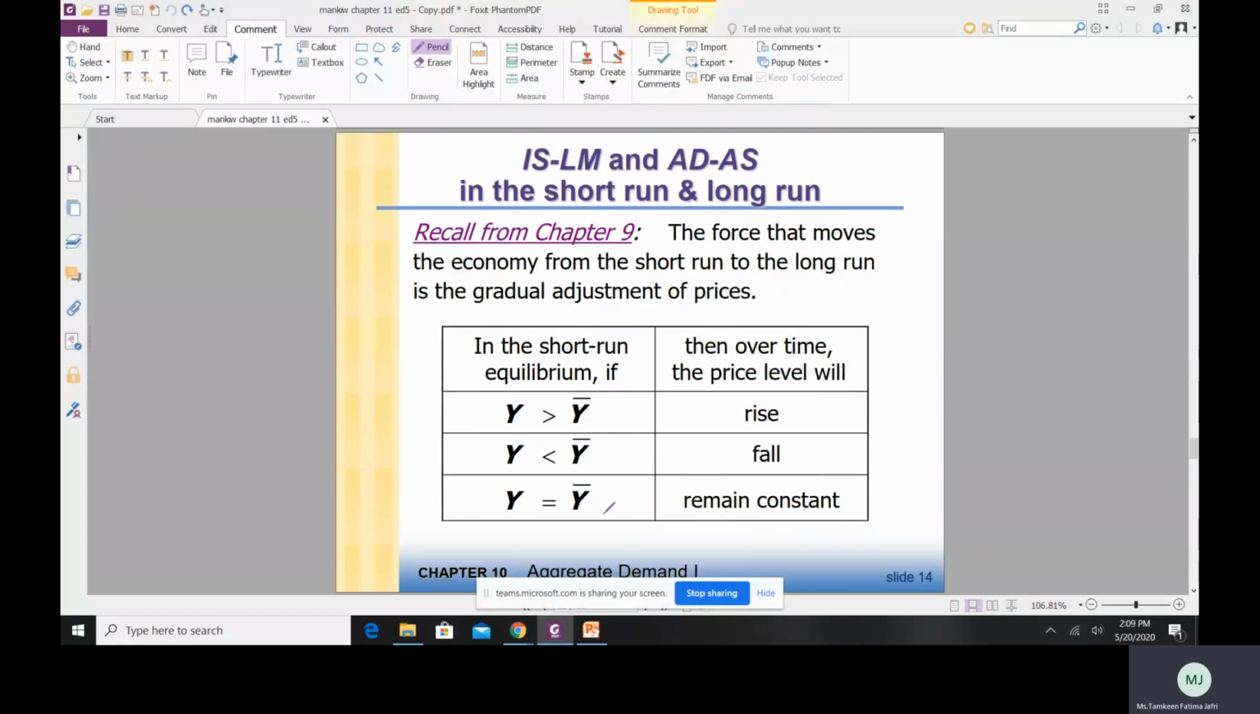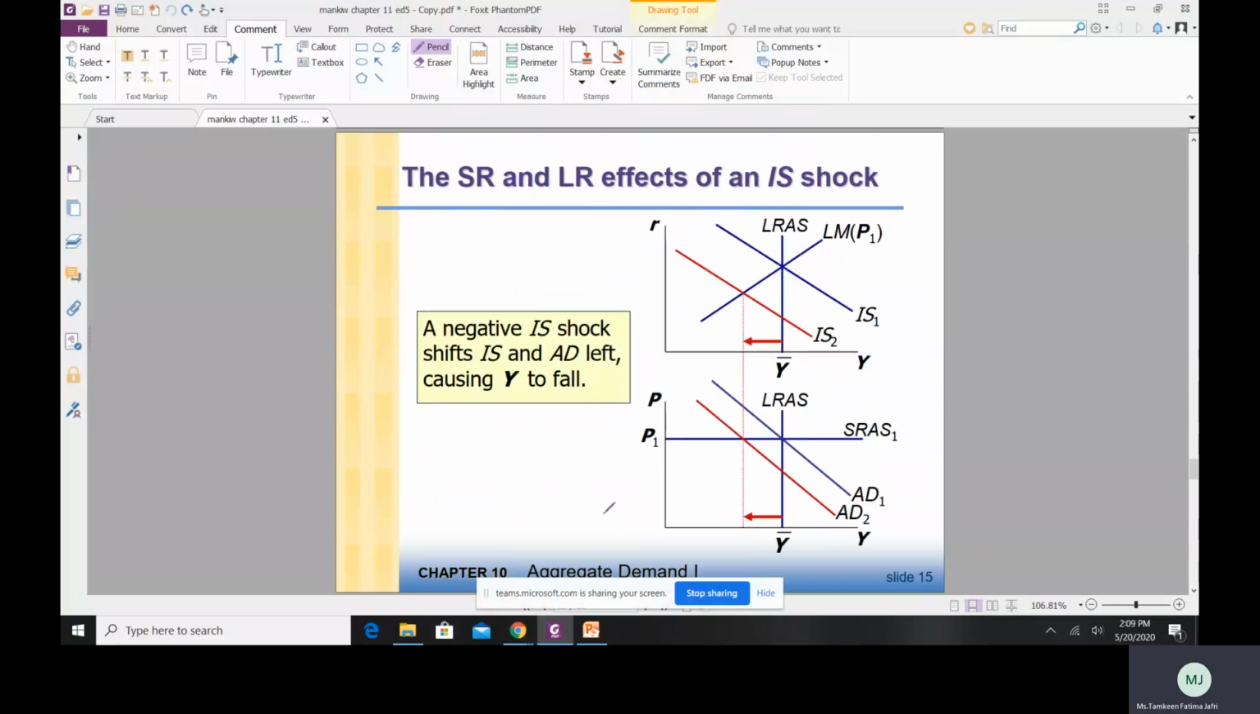So keeping this in the backdrop, let's proceed further and look at the long run and the short run effect of an IS shock. If you recall from chapter 9, the lower panel we have already studied. I explained to you that in the long run, equilibrium is established where the long run aggregate supply curve cuts the aggregate demand curve, and since the prices have also adjusted to this level, the short run aggregate supply curve is also going to pass through this point. So this is my initial equilibrium, and I can call this point A.